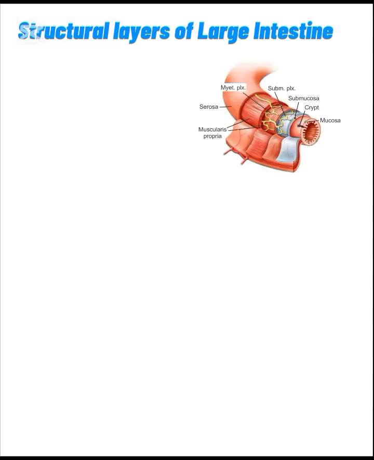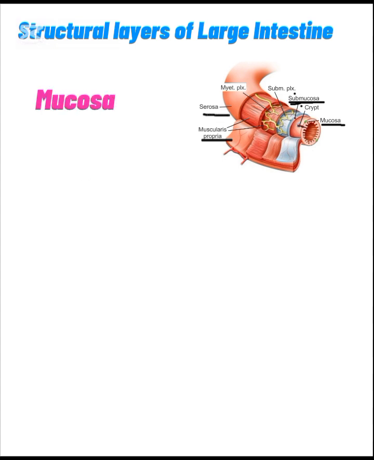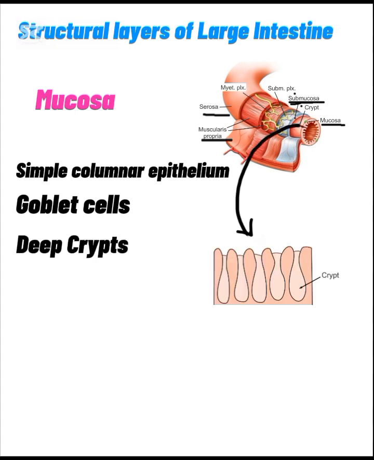Large intestine has the same four structural layers as the rest of the GI tract with some exceptional features, and we will discuss these exceptional features only. These structural layers are mucosa, submucosa, muscularis externa and adventitia or serosa. Starting from the mucosa, epithelium is made up of simple columnar cells with abundant goblet cells that secrete mucus. It has deep crypts for mucus secretion. There are no villi like the small intestine.